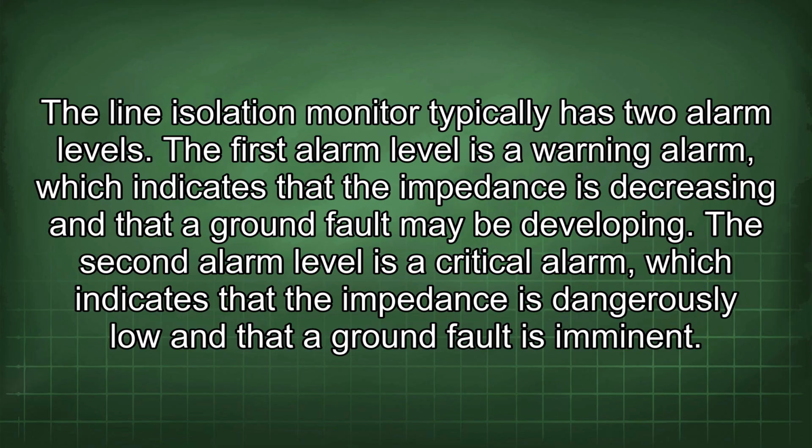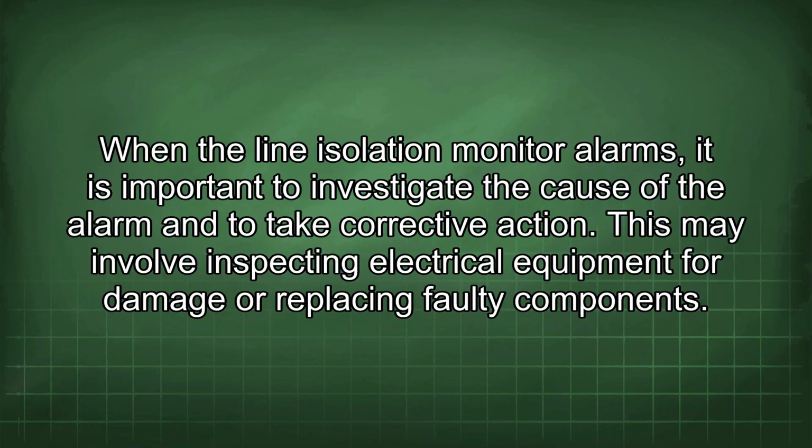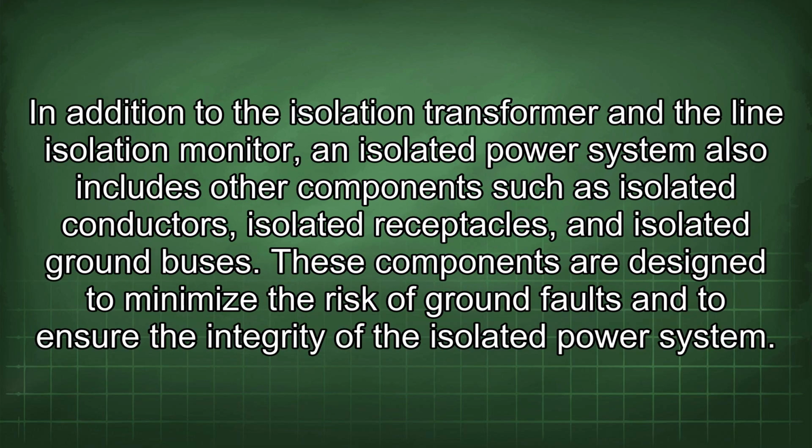The first alarm level is a warning alarm, which indicates that the impedance is decreasing and that a ground fault may be developing. The second alarm level is a critical alarm, which indicates that the impedance is dangerously low and that a ground fault is imminent. When the line isolation monitor alarms, it is important to investigate the cause of the alarm and to take corrective action. This may involve inspecting electrical equipment for damage or replacing faulty components. In addition to the isolation transformer and the line isolation monitor, an isolated power system also includes other components such as isolated conductors, isolated receptacles, and isolated ground buses.